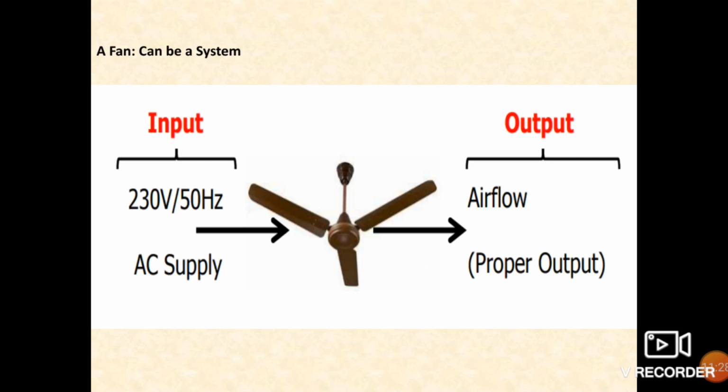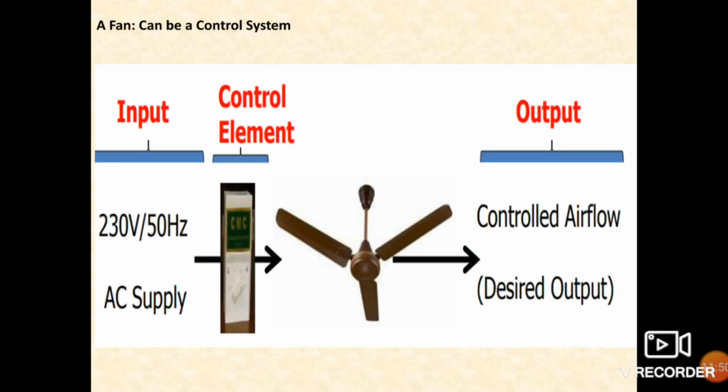Okay, this is a proper output. After I say desired output, it will be clear with this term proper output. So a fan can be a system if it has a blade to produce a proper output, that is airflow. The next condition: I am saying a fan can be a control system.